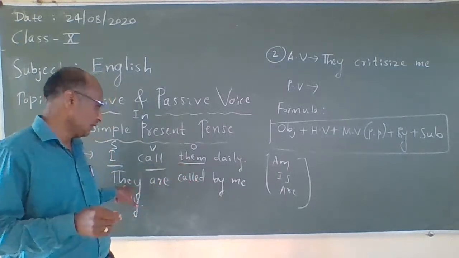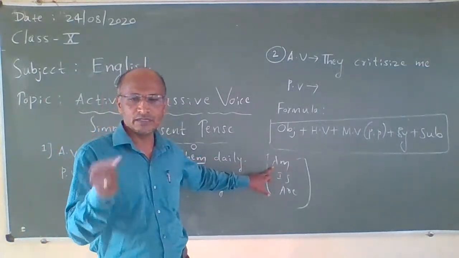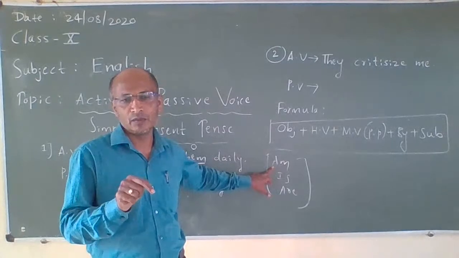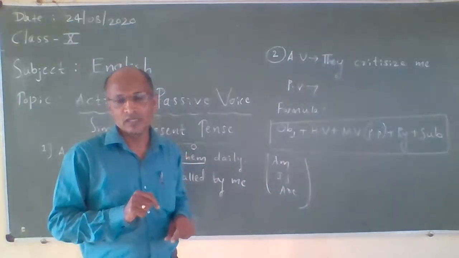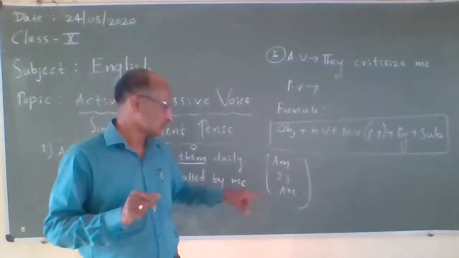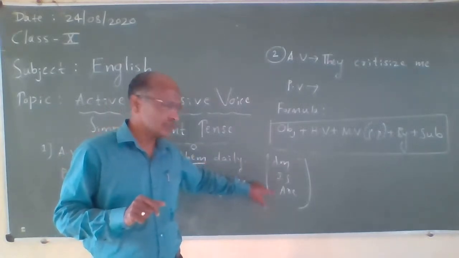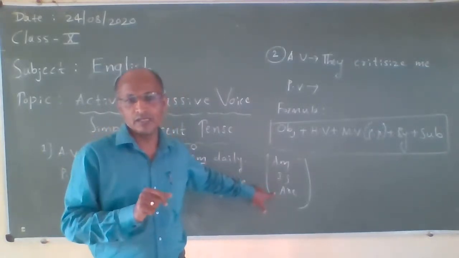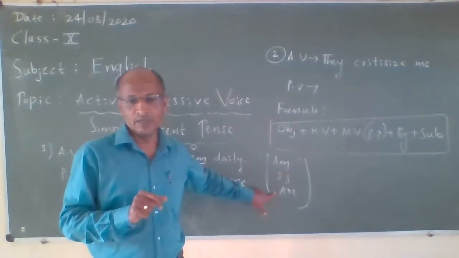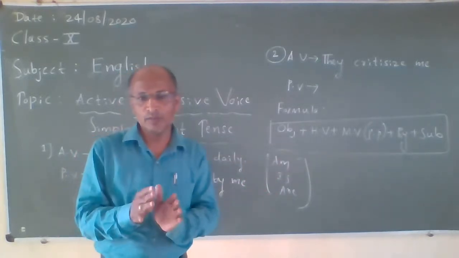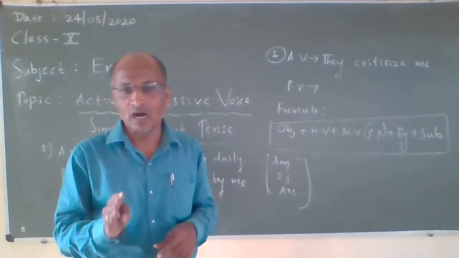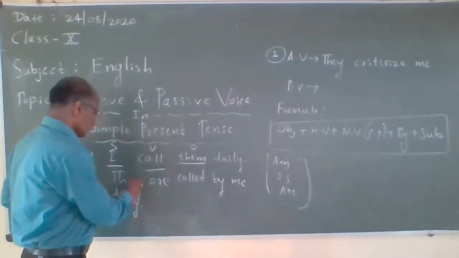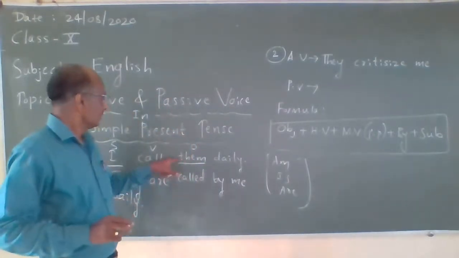After they, which helping verb, which is the suitable helping verb after they? Which helping verb do you take after the subject they? Here, am, is, are are all given. The helping verbs are given. After they, the suitable and the right helping verb is are. See, are. They are. Okay.